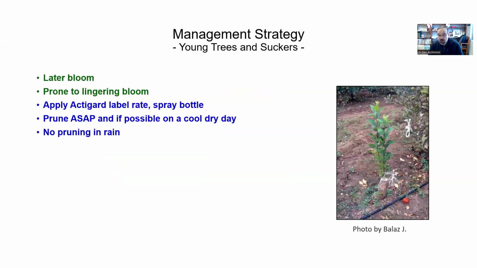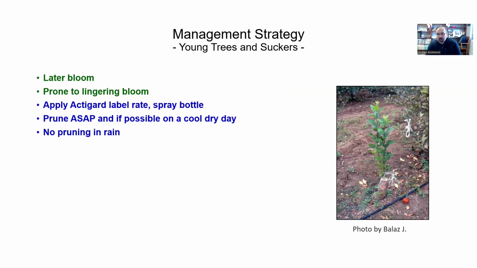Okay, if you have a young orchard, they are prone to later blooming, so they're going to have a lot of rattail bloom. Keep on either defruiting those trees, try to apply the mix to get the flowers off, or remove them mechanically. You can use ActiGuard. It's a really good tool. Carrie Peters' data shows that it's very effective to spray the cuts when you have young trees that are infected. Use the spray bottle and prune as soon as possible on a cool, dry day. Don't prune in the rain.